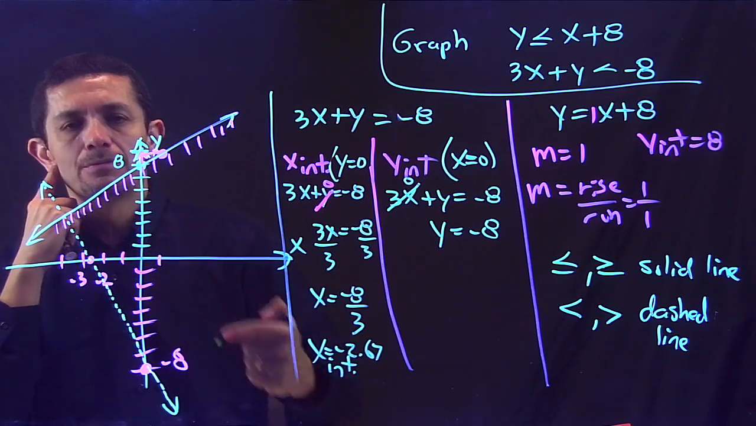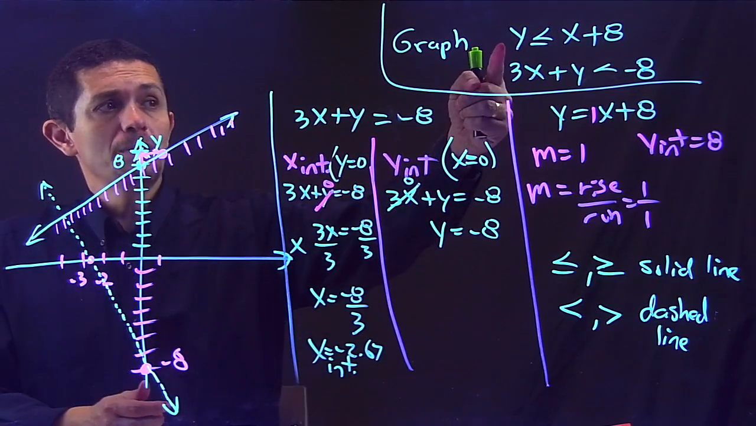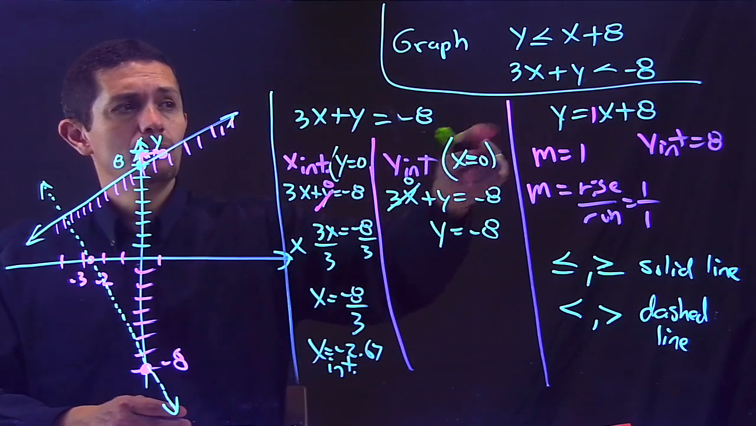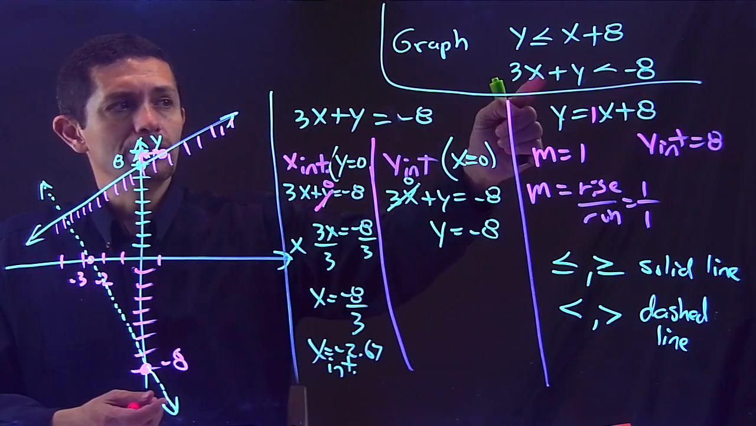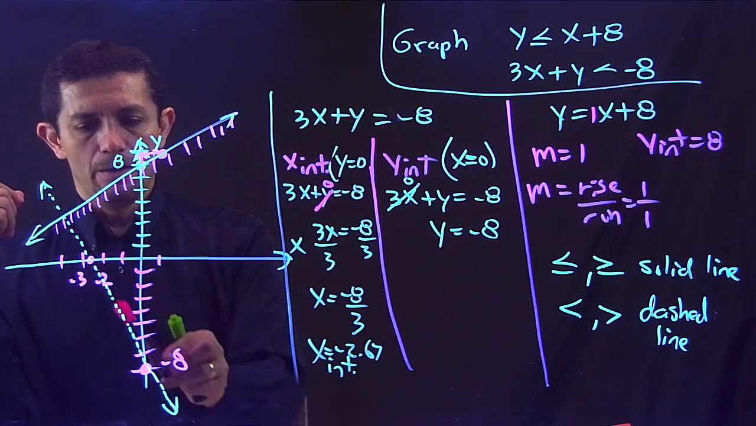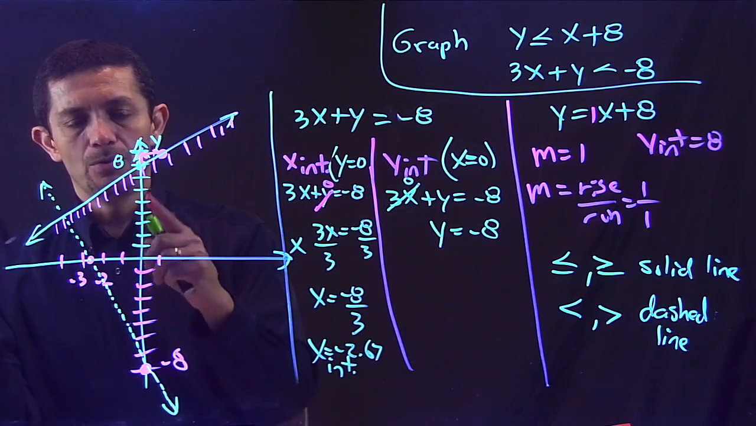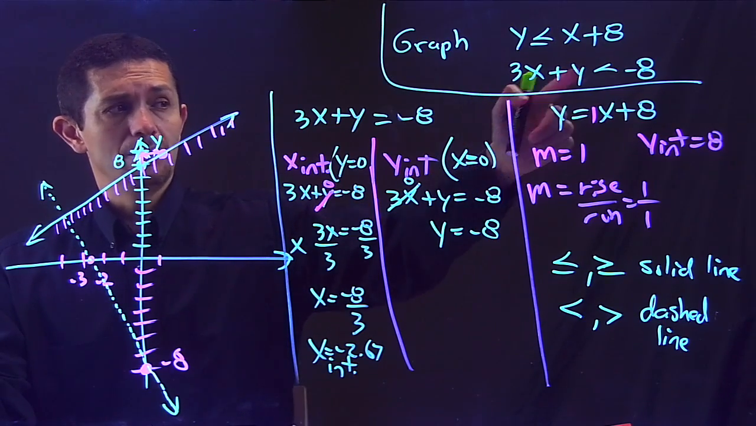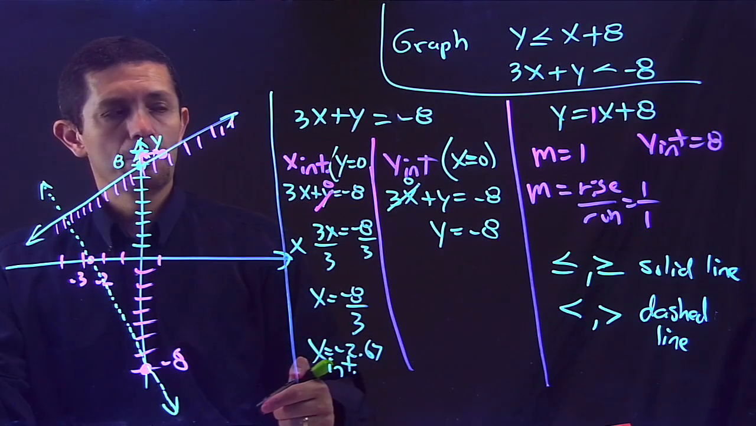Remember, I need to do a shade. So how do I know where my shade is going to be? If the y is by itself, then less than is below, greater than is above. But in this case, the y is not by itself. So another way is by checking a point. My line is not going through 0, 0. I can check any point from the graph, plug those coordinates into the original inequality, and if it satisfies the inequality as a true statement, then that's where my shade is going to be.